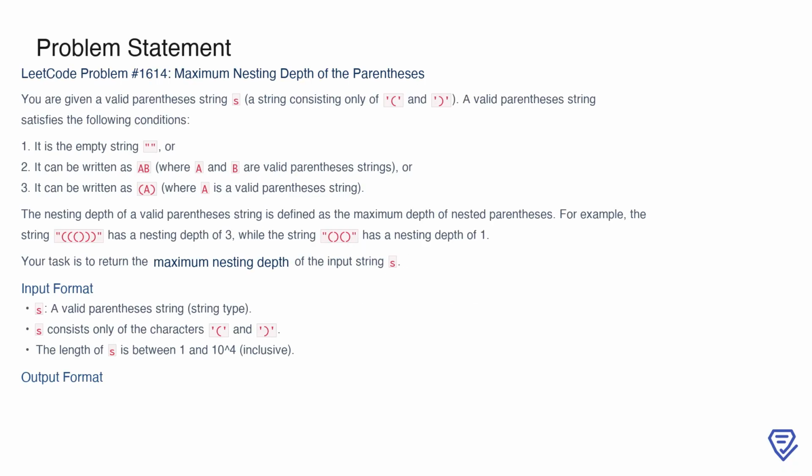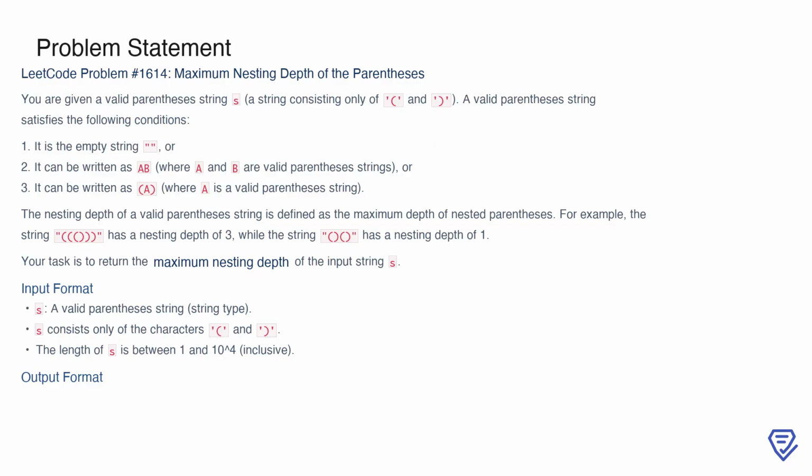In this problem, we are tasked with analyzing a valid parentheses string, denoted as S. This string consists exclusively of the characters, and a string is considered valid if it adheres to one of three conditions. It is either an empty string, it can be represented as a concatenation of two valid parentheses strings, or it can be represented as an open parenthesis followed by a valid parentheses string and then a closing parenthesis.